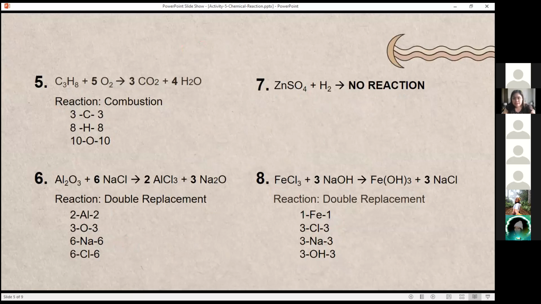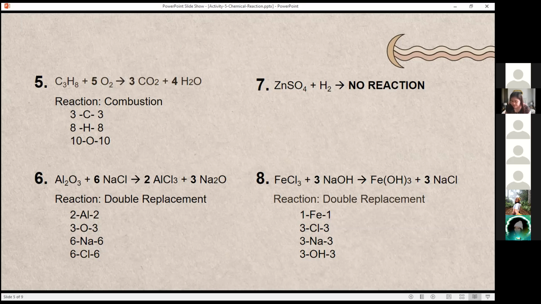Pwede na mag-next. Okay, for the next equation, we have C3H8, also known as propane. Madunggan na ba po, ma'am? Choppy. Okay. And oxygen, having a product of carbon dioxide, CO2, and water, which is H2O. So for this, we have a reaction of combustion because a substance, the propane, reacts with oxygen gas to form carbon dioxide and water.